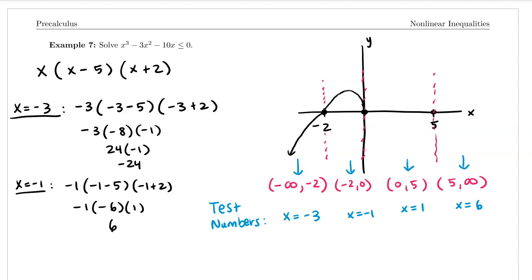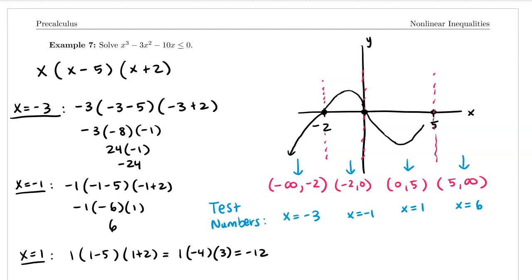Now we're going to use our next test number of x equals 1. I'm going to plug that in. And that's going to equal 1 times -4 times +3, which is equal to -12. That means everywhere in the subinterval from 0 to 5, my graph is going to be underneath the x-axis since we got a negative number. And then we're going to curve up back to this x-intercept.